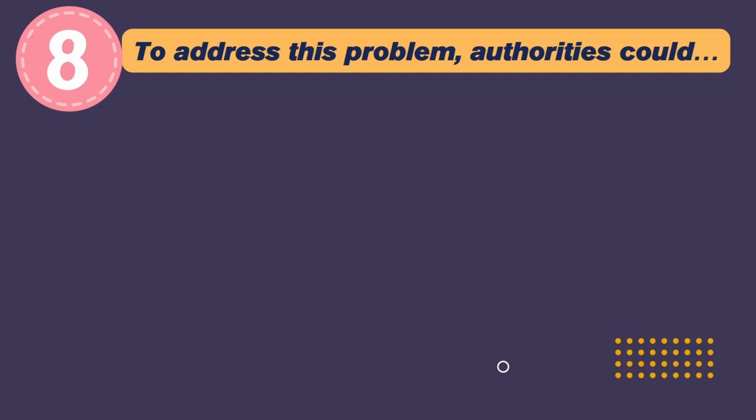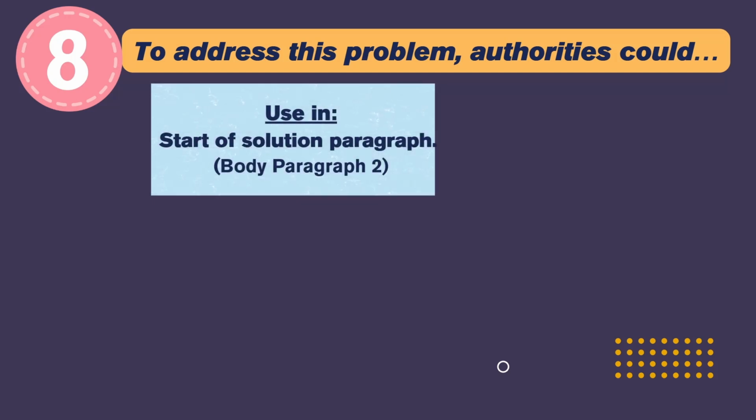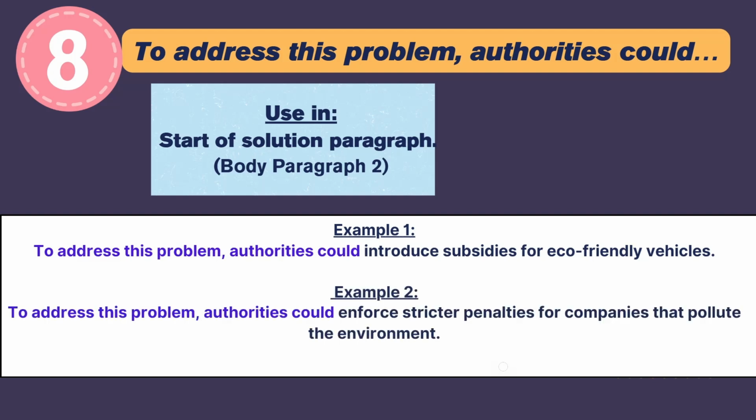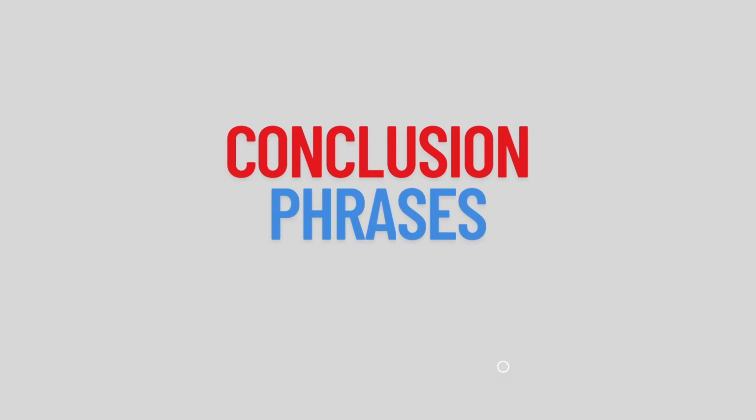Another phrase, to address this problem, authorities could, again, you can use this at the start of the solution paragraph, or you can also use this to address the second solution. To address this problem, authorities could introduce subsidies for eco-friendly vehicles. Example 2, to address this problem, authorities could enforce stricter penalties for companies that pollute the environment. And finally, on to the conclusion phrases.